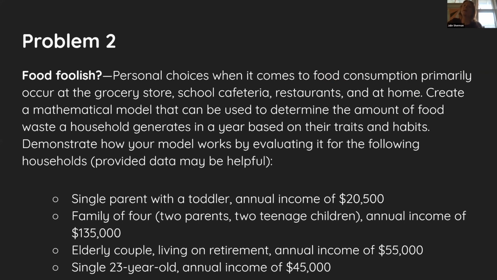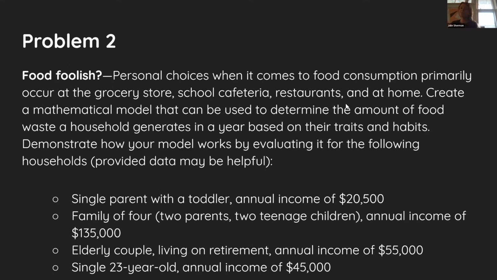So part two now asks us to look at specific individuals' food waste habits. The question states, personal choices when it comes to food consumption occur at the grocery store, school cafeteria, restaurants, and at home. Create a mathematical model that can be used to determine the amount of food waste a household generates in a year based on their traits and habits. Demonstrate how your model works by evaluating for the following households.